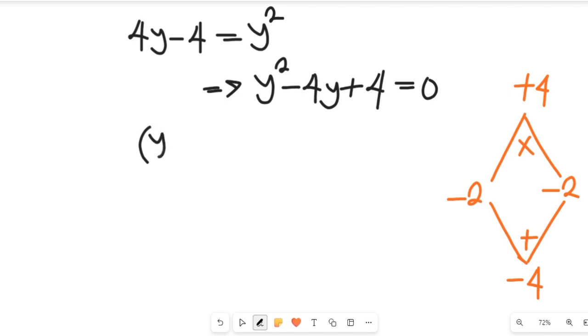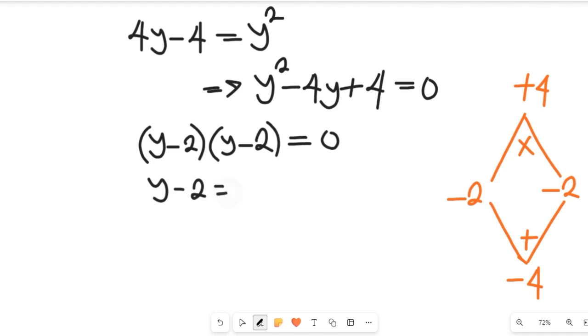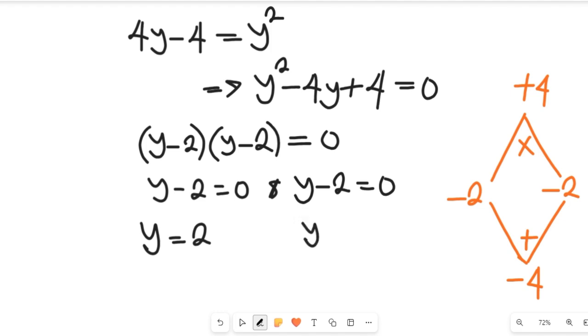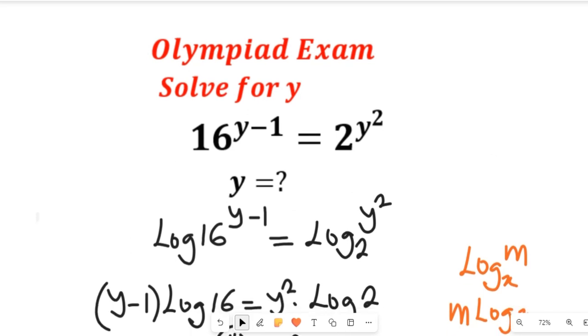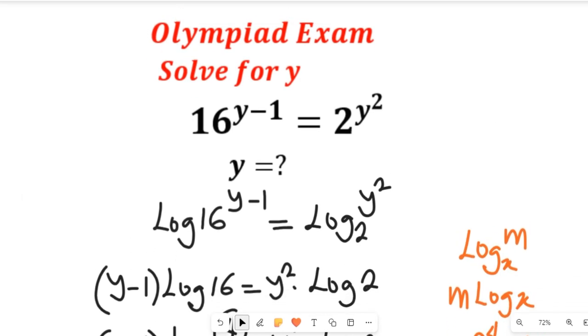So we'll have this become y minus 2, right? And multiplied by y minus 2, and this will be equal to 0. So our y minus 2 will be equal to 0, and also our y minus 2 will be equal to 0. If we add 2 to both sides, we'll have our y equal to 2, and then our y will be equal to 2. So the value of y equal to 2 is the solution that satisfies that exponential equation. Now we're going to use the next method, which is going to be using the law of indices.